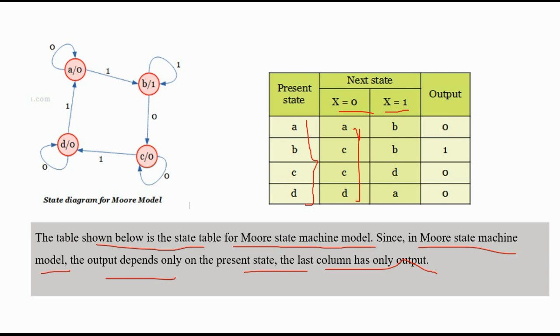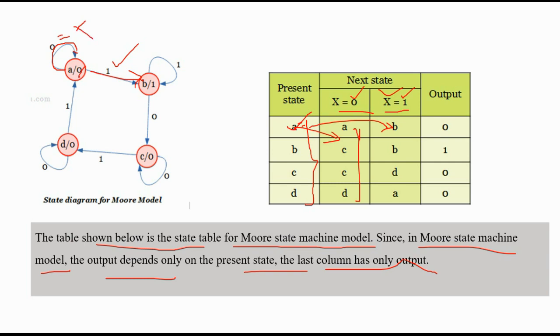For example, if you look at A, the output from A is 0. So A goes to B with x equal to 1 as the input. This is the arrow mark which goes from A to B, with input x equal to 1. That's why I have mentioned x here. But if you look at A to A, you have to draw like this and mention the input x equal to 0.